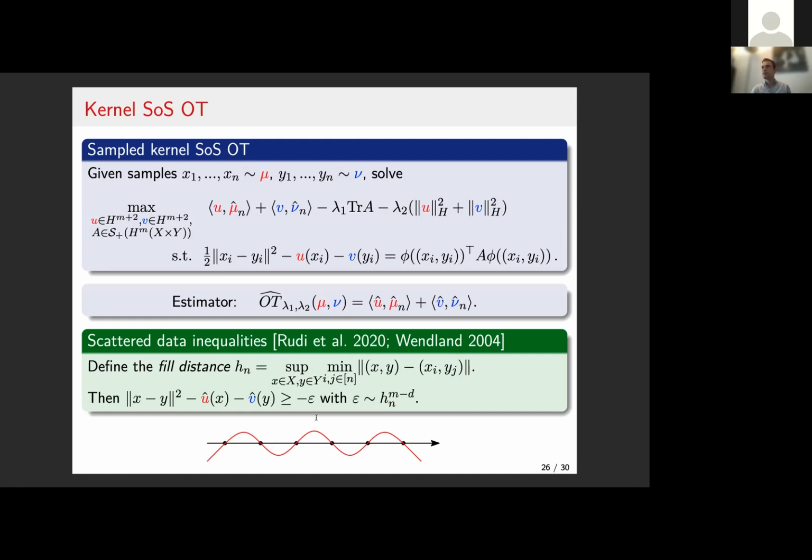Okay, thanks. There are two more questions. Alain Matisson still: are there any ideas how to tune lambda 1 and lambda 2 efficiently?